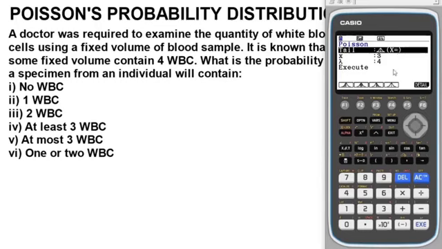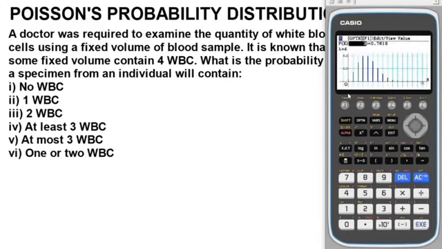To do that, you press F3 for it. Now this equality sign changes to greater than or equal to. Press execute, and this will be the result. We have it to be 0.7618.